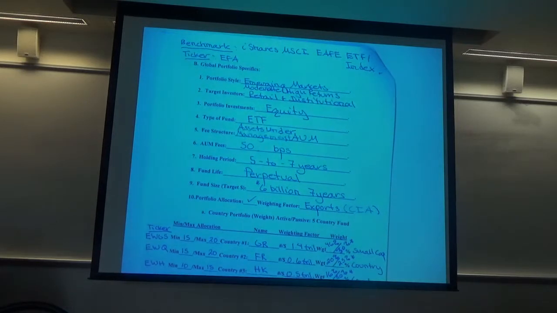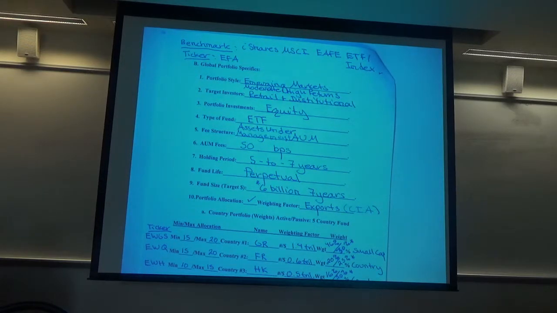Okay. The portfolio style is emerging markets, moderate to high returns. My target investors are both retail and institutional investors. The portfolio is an equity portfolio. The fund type could be a mutual fund, but I'm developing an ETF. My fee structure is assets under management. I'm not getting any promotes or performance fees on this. You can't charge them in an ETF format or a mutual fund format.